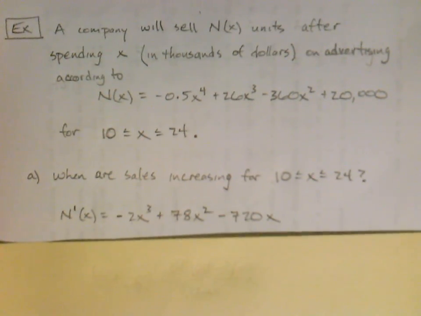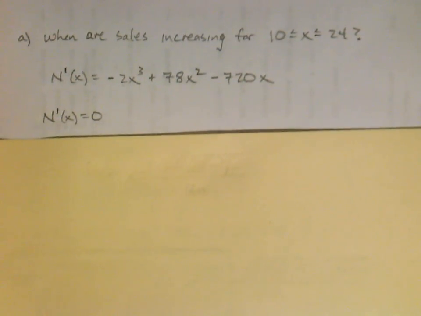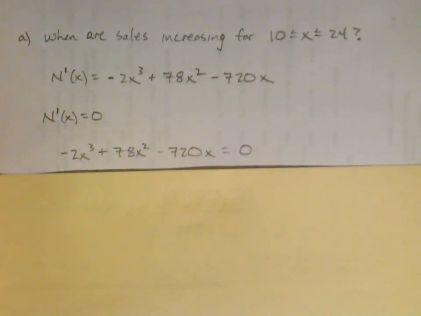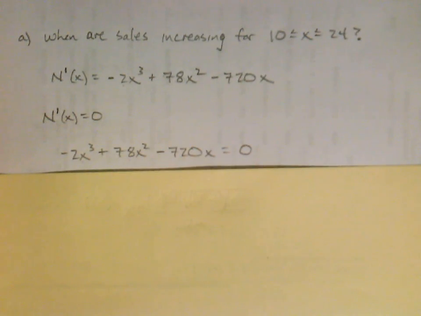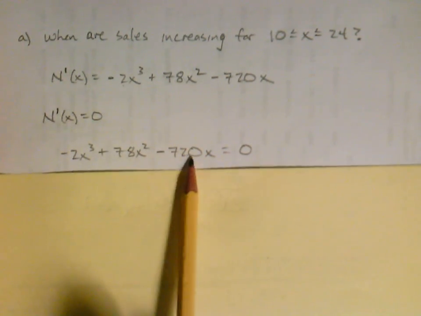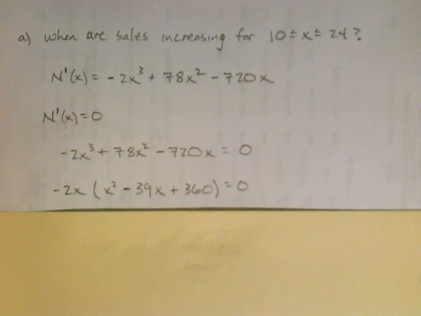So we just need the first derivative of n of x, n prime of x. So if we go about that, it'll give us negative 2x to the third plus 78x squared minus 720x. Okay, so we're kind of bringing all these ideas together. All right, if we want to know more about increasing, then we needed to set that first derivative equal to 0 and solve. Okay, so setting our first derivative equal to 0. All right. Well, here, again, at least begin by factoring. Each of these three terms has a negative 2 and an x in common, so I'm going to factor out negative 2x, leaving me with x squared minus 39x plus 360.